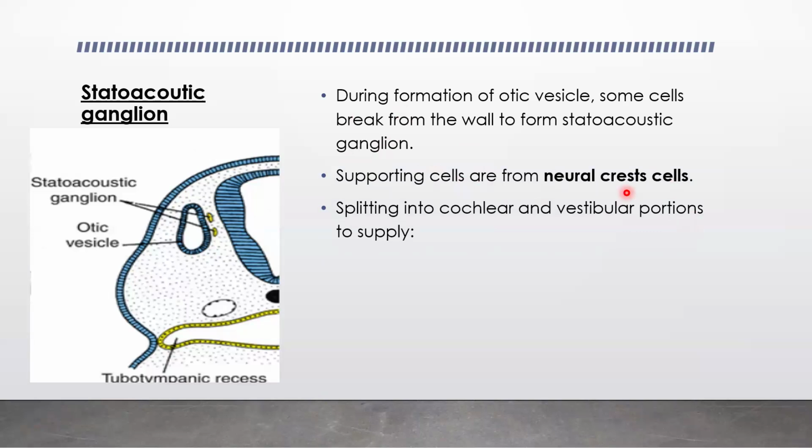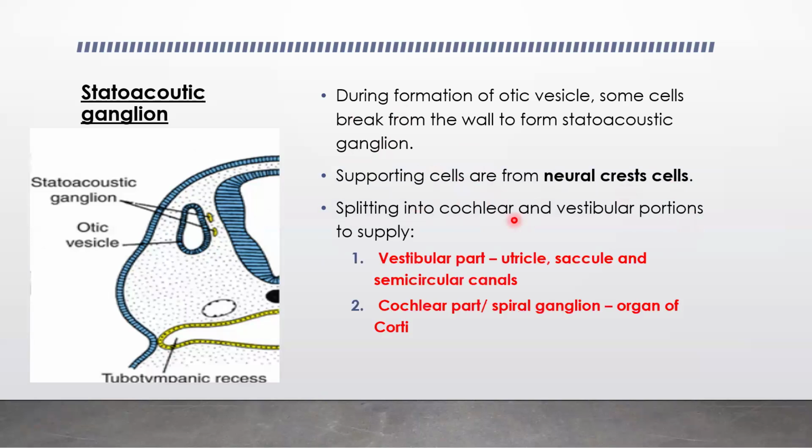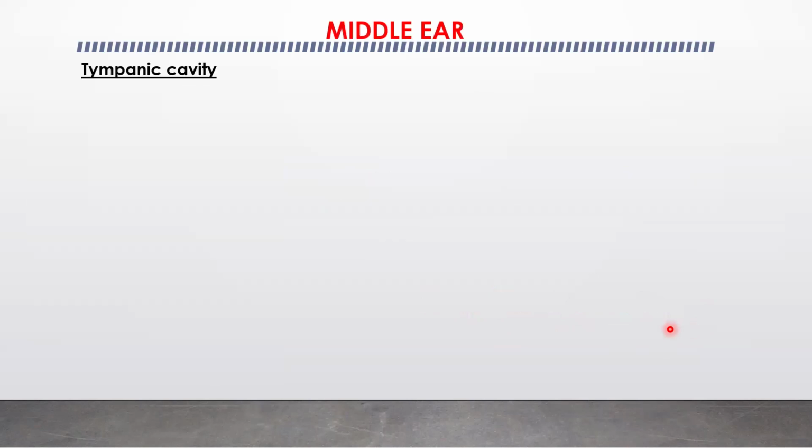Just to say that this statoacoustic ganglion divides into 2 parts. It will divide into cochlear and vestibular portions, of which the vestibular portion will supply the utricle, saccule, and the semicircular canals, which are in charge of equilibrium. That is the vestibular part. And then the cochlear part, or the spiral part, will now form the spiral ganglion or the cochlear ganglion, which now supplies the organ of Corti. I hope that tries to simplify things.